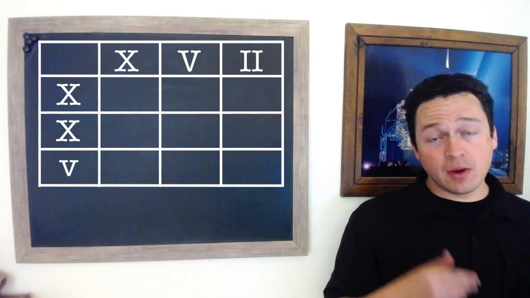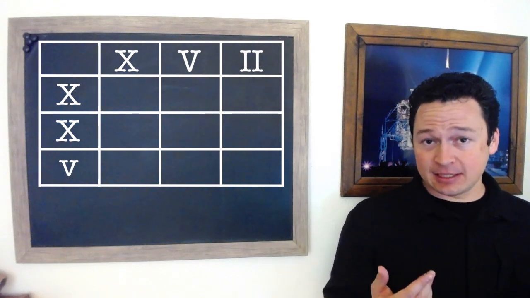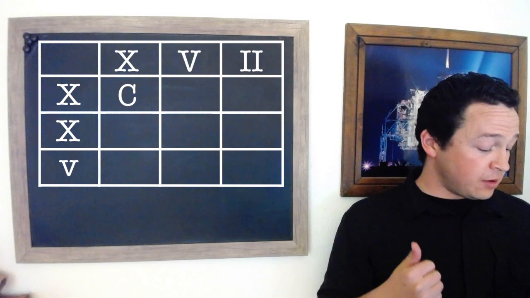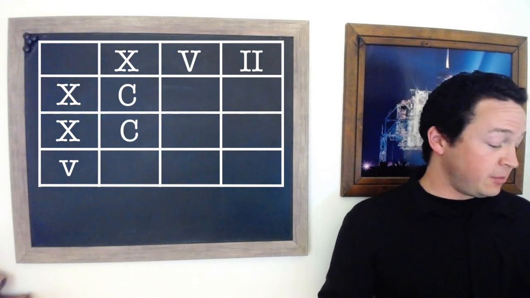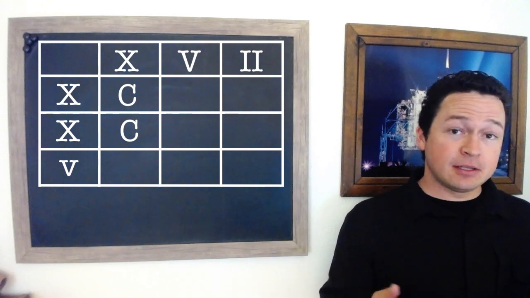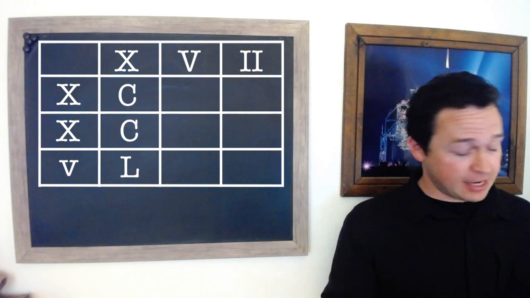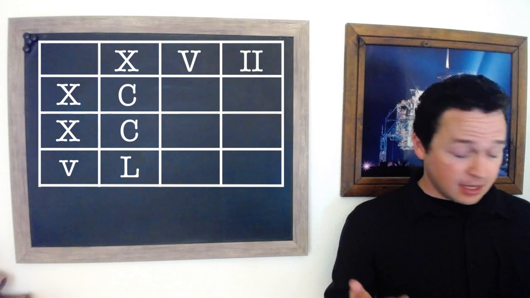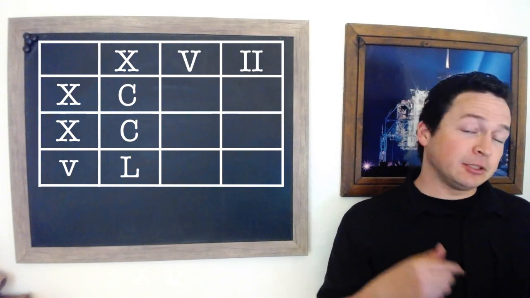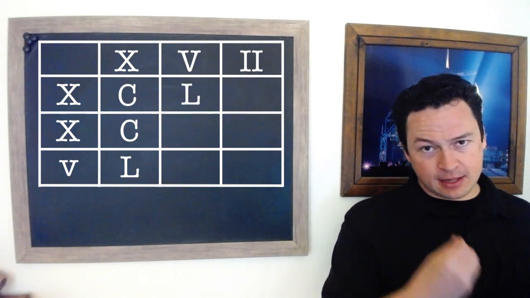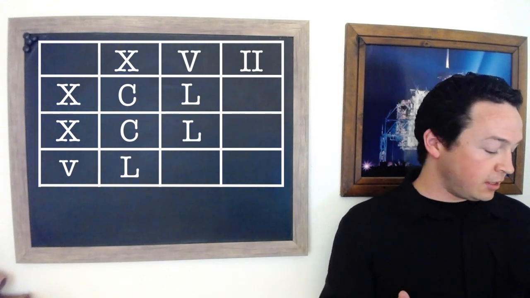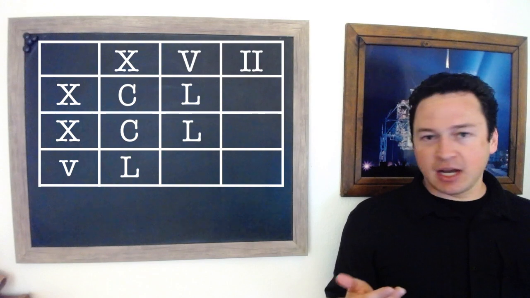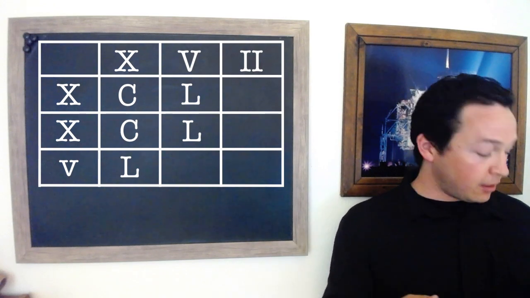So first we have to do X multiplied X times, that's C. Then we got to do X multiplied X times again, that's another C. Then we got to do V multiplied X times, that's L, using the multiplication table. Moving on to the next column, we got X multiplied V times, that's L. Then we got X multiplied V times again, that's L again. All right, so you can see there's a lot of repetition here.